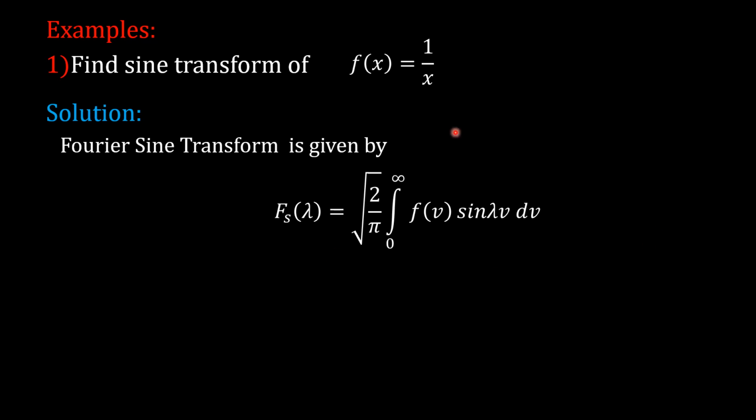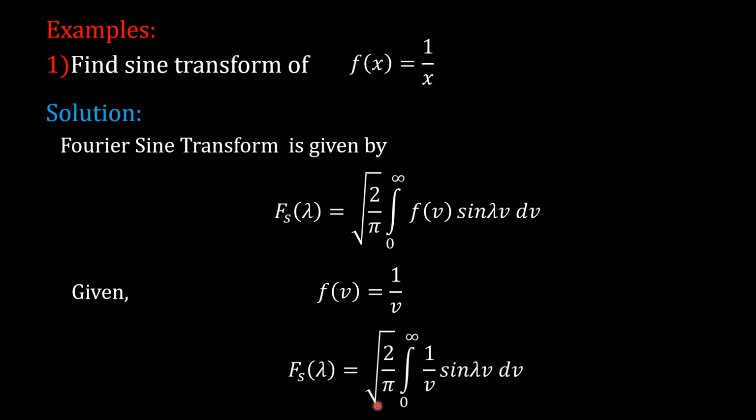Now given f of x is equal to 1 by x, hence to find f of v, we replace x by v. So that will give us f of v as 1 upon v. Replace this f of v in the Fs lambda. It becomes square root of 2 upon pi integration from 0 to infinity 1 upon v sine lambda v dv. And now we will try to solve it further.